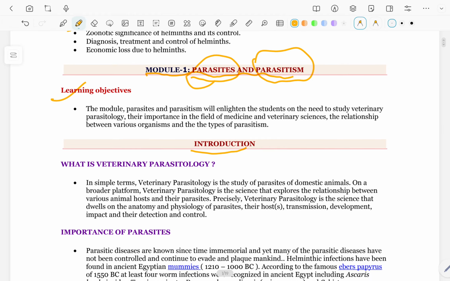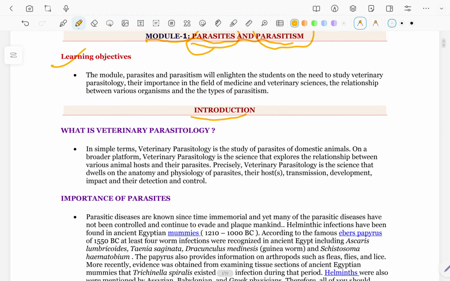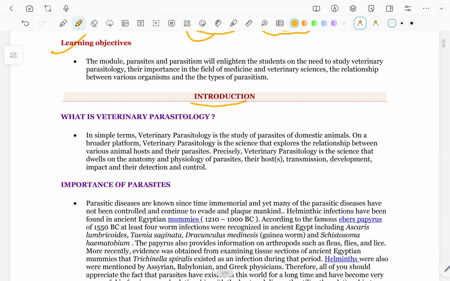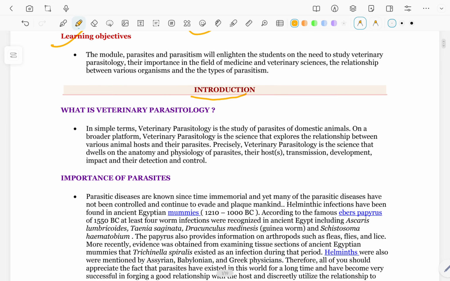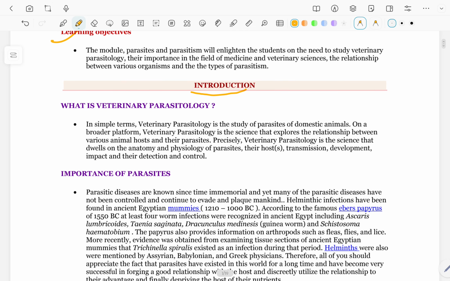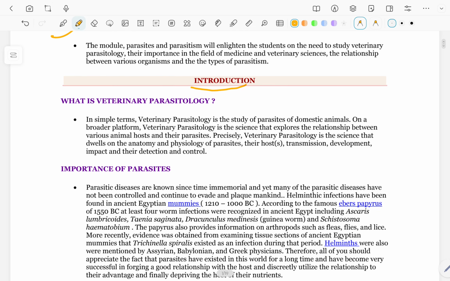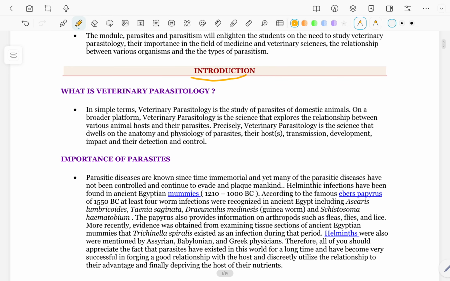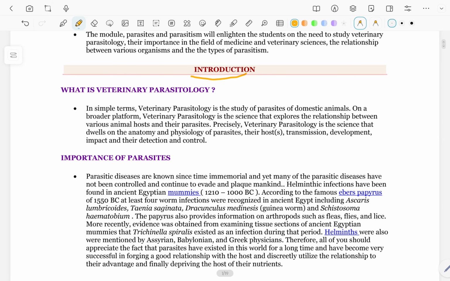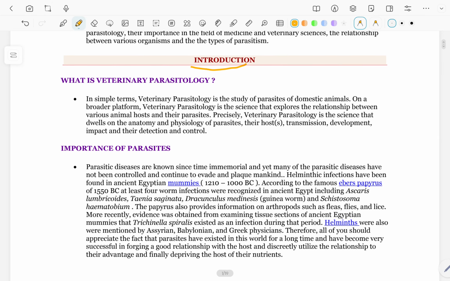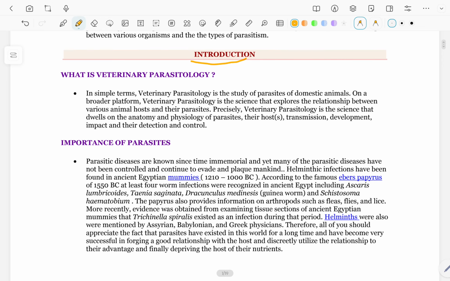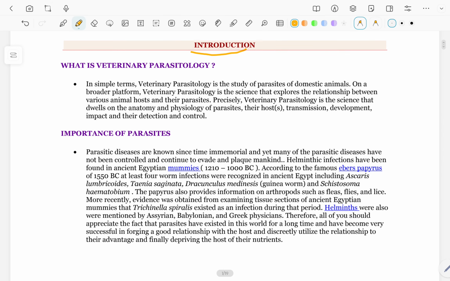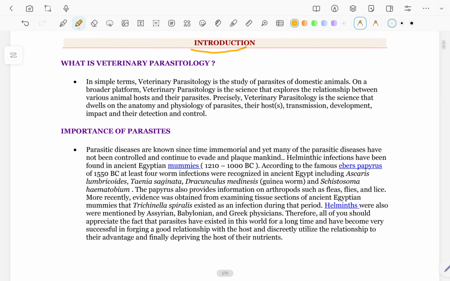Introduction. What is veterinary parasitology? In simple terms, veterinary parasitology is the study of parasite of domestic animal. On a broader platform, veterinary parasitology is the science that explores the relationship between various animal hosts and their parasite. Precisely, veterinary parasitology is the science that develops on the anatomy and physiology of parasite, their host transmission, development, impact, and their detection and control.